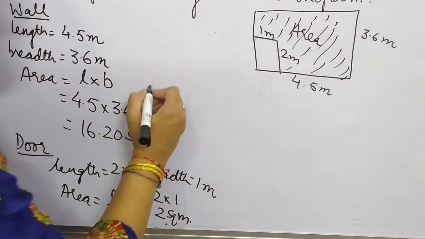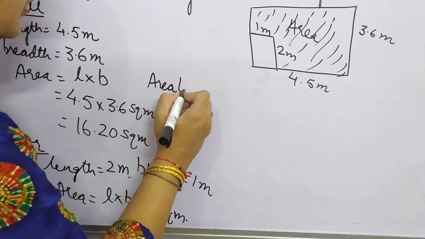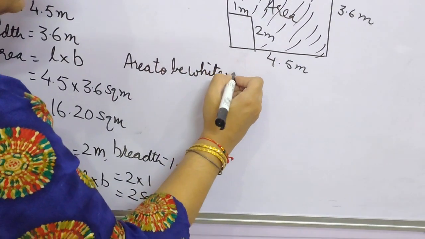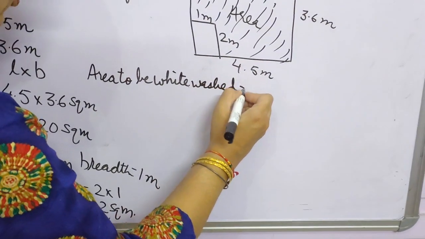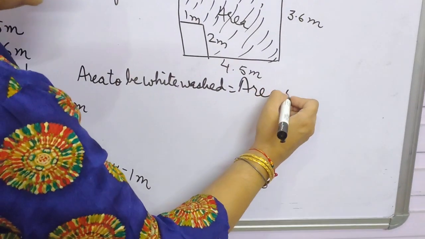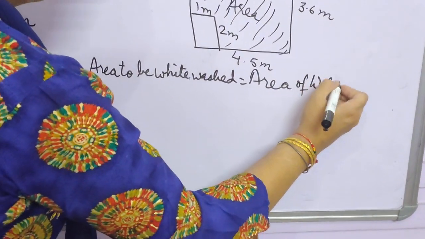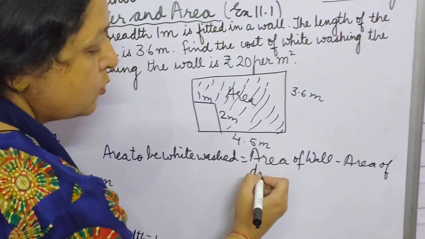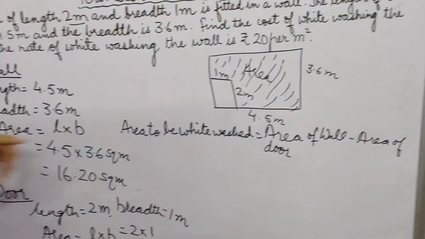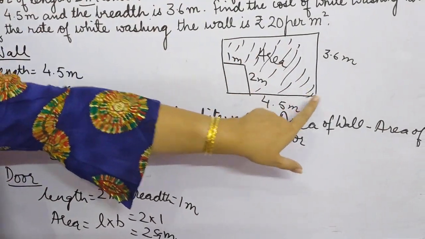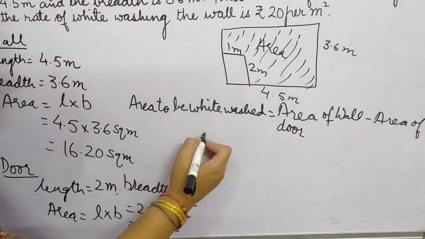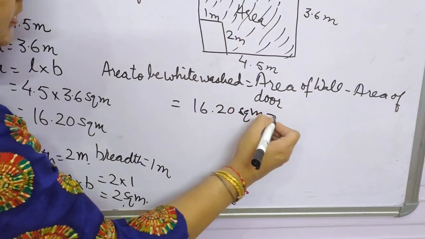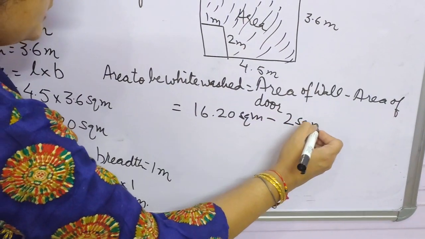Now, what is the area to be whitewashed? From the whole area of the wall, we are to subtract this area of the door. And why are we subtracting the area of the door? Because the door is not to be whitewashed. Whitewashing is to be done in this area, leaving the door. So we are to subtract this: 16.20 square meters minus 2 square meters.